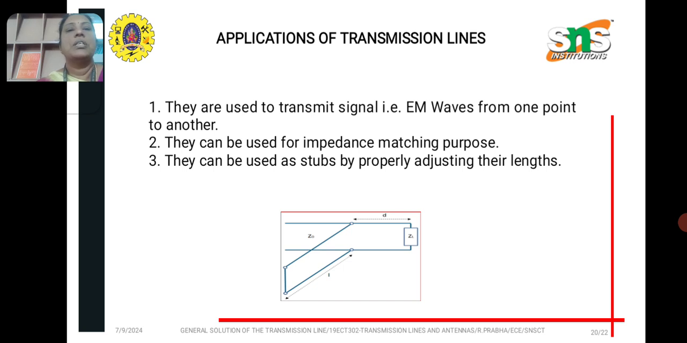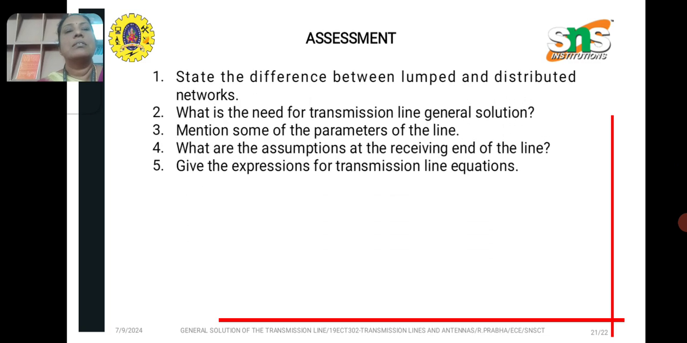Applications of transmission lines: they are used to transmit signals, that is, electromagnetic waves, from one point to another point. They can be used for impedance matching purposes. They can be used as stubs by properly adjusting their lengths.